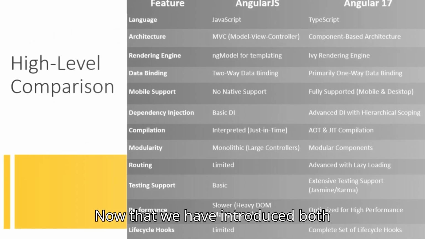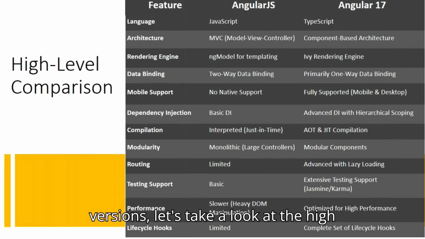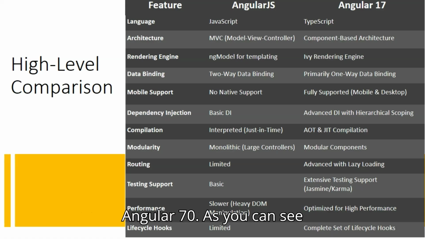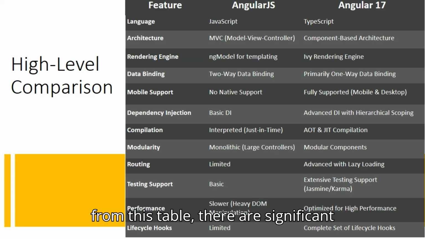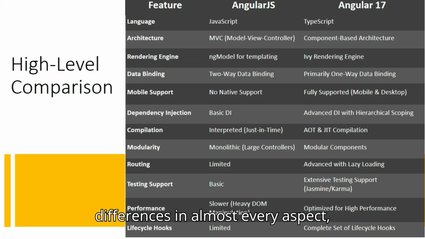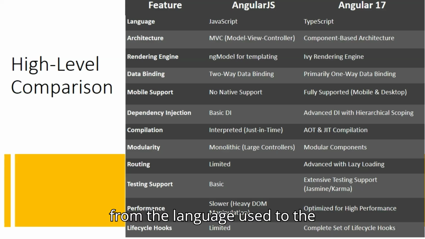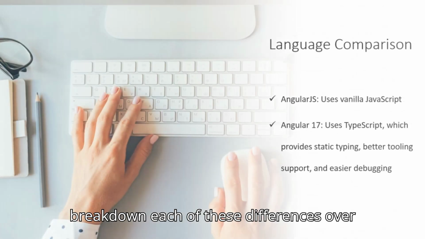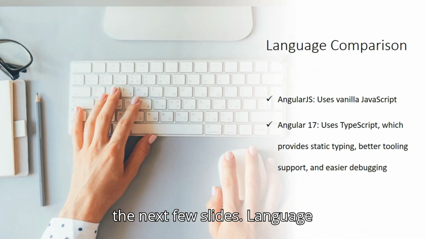Now that we have introduced both versions, let's take a look at the high-level comparison between AngularJS and Angular 17. As you can see from this table, there are significant differences in almost every aspect, from the language used to the architectural patterns and even the rendering engines. We will break down each of these differences over the next few slides.